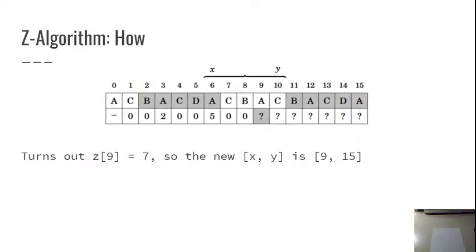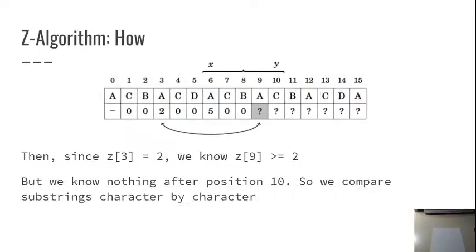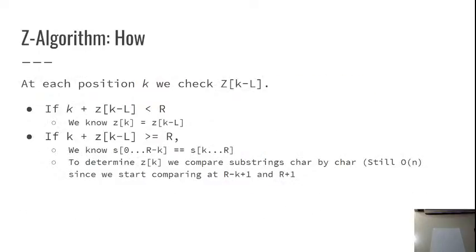But basically the critical thing to notice is that if we have some lower bound L, then we already know that A take L will be the same. Essentially, that's the thing to notice. Oh yes, this is the slide that was missing. Okay, so if K take L is less than R, then we know that Z of K is already Z of K take L. So that's already done.